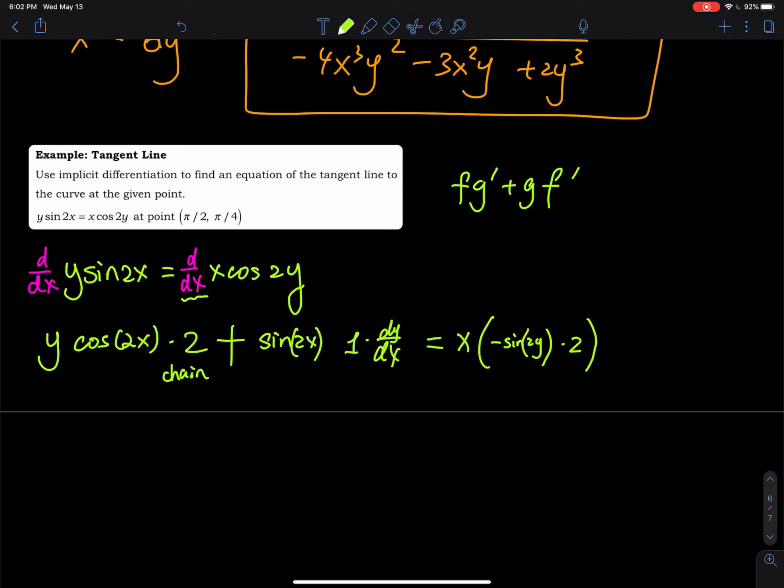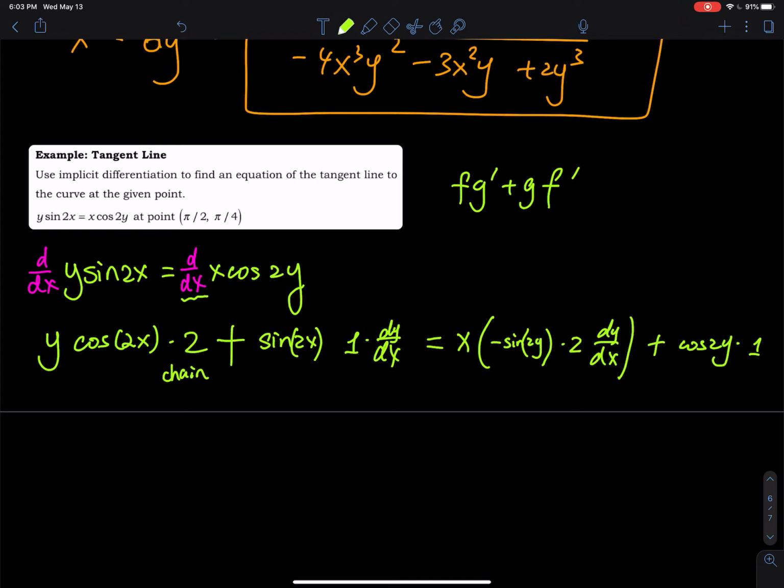I'm differentiating with respect to x. However, this is a y, so I missed a dy/dx inside the parenthesis. And then plus g, which is a cosine, and the derivative of f, the derivative of x, is 1, so this is just a 1. Okay, we have to keep all the dy/dx on one side.